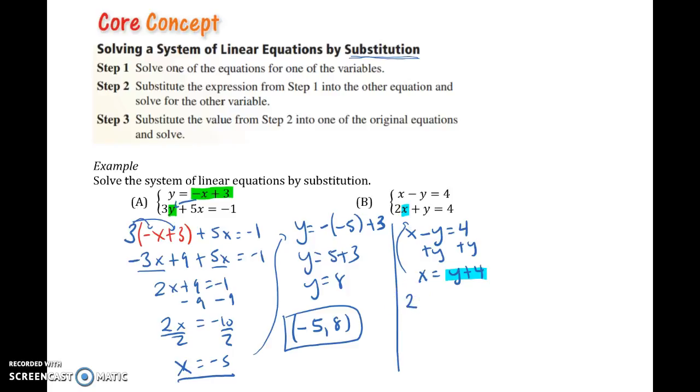So 2 times, and then plugging in what I get for x, y plus 4, plus y equals 4. And again, just distributing and solving like we are very familiar with.